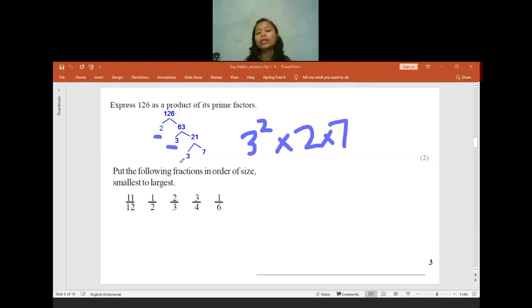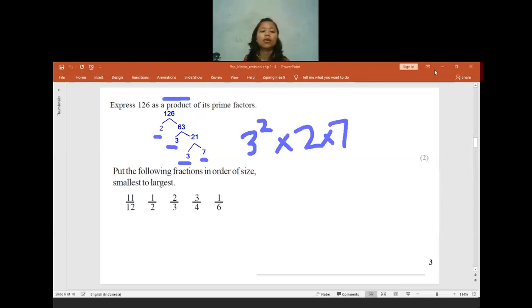When all of them are already prime numbers, you write it as a multiplication because product means times. So there are two 3s, so I wrote it as 3 to the power of 2. Only one 2, so just write it as 2 times 7 because there is only one 7. Is it clear enough, or is there anyone still confused?